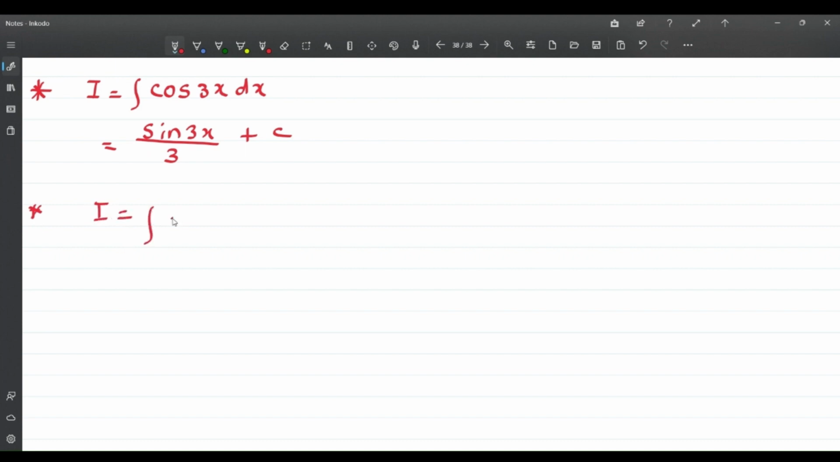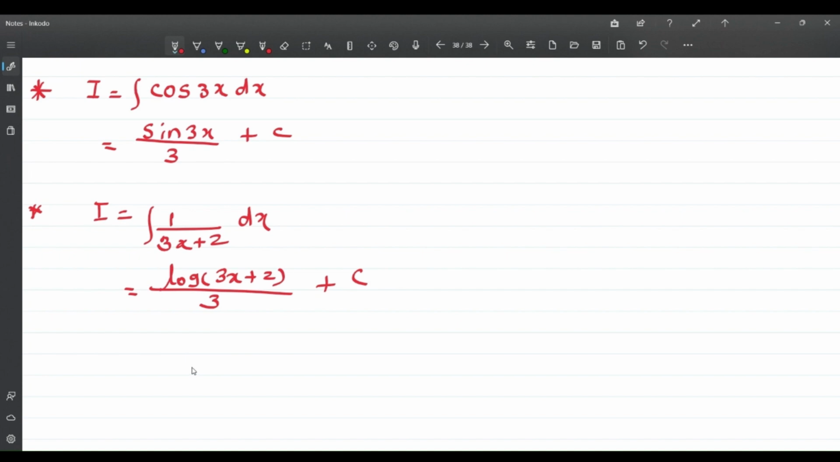Okay. Next one. Like this we can solve. You can solve integration cos 3x into dx. So integration of cos 3x is sin 3x, divide by coefficient of x is 3 plus c. Similarly, integration 1 upon 3x plus 2 into dx. So integration of 1 upon x is log x. So the answer will be log 3x plus 2 divided by coefficient of x is 3 plus c.